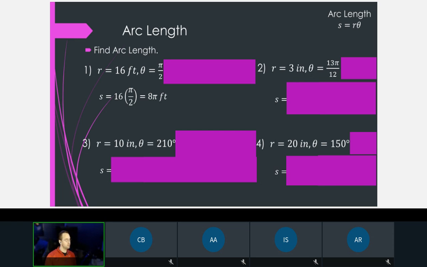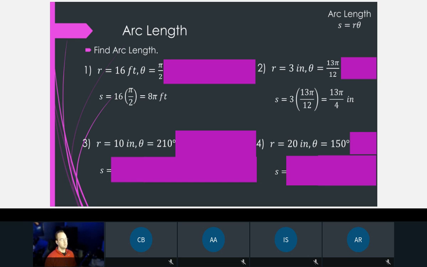All right, everyone, what is the final answer for number 2? Final answer. 13 pi over 4. Seen a lot of 13 pi's over 4. Yeah, I agree with you. Yep, 13 pi over 4. Nicely done, everyone. Don't forget, this is in inches.